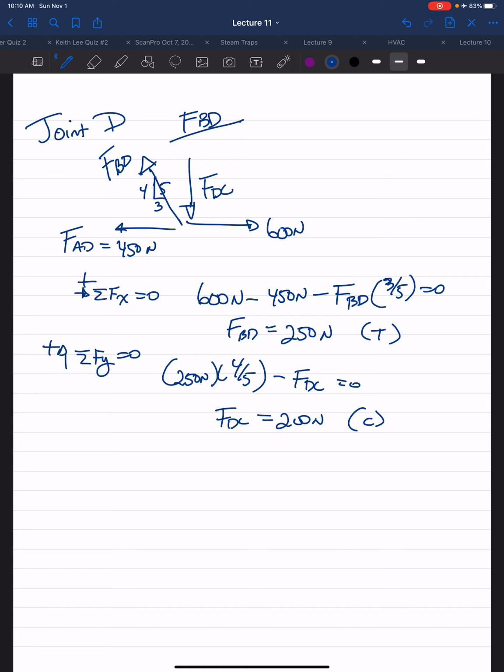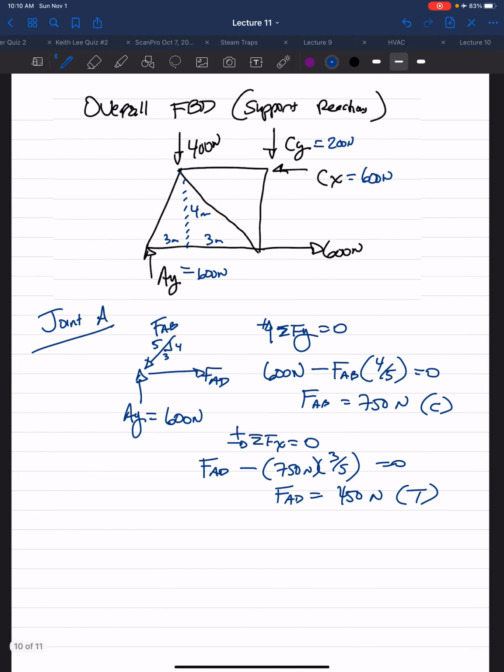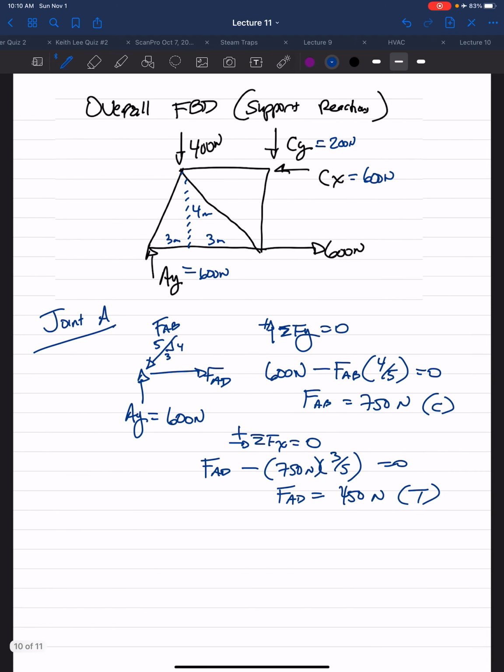So the last member we have to determine is FBC. So if we take a look at joint C, we know that C had a CY and CX, which we calculated, along with forces in members BC and CD.